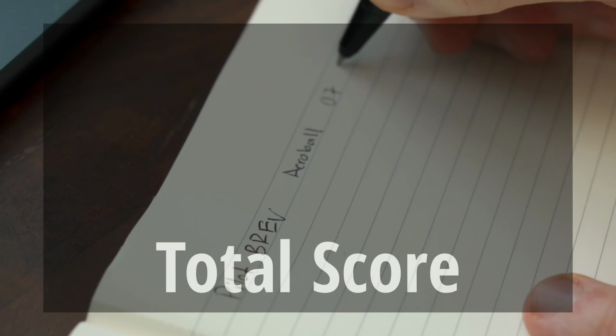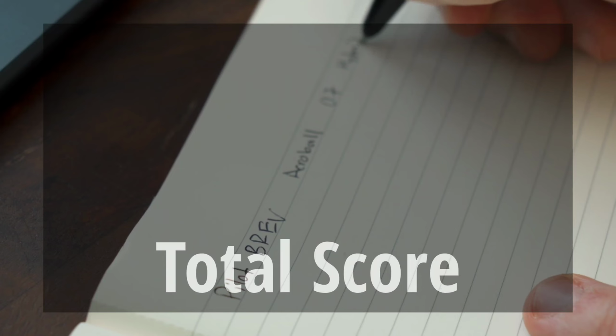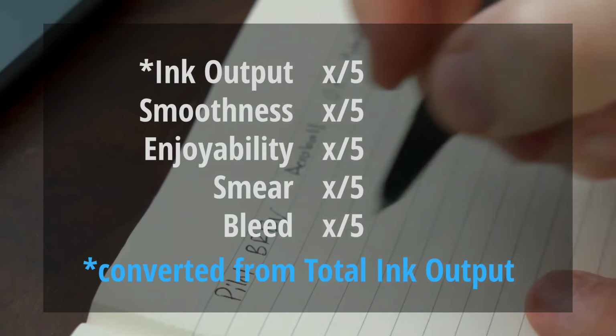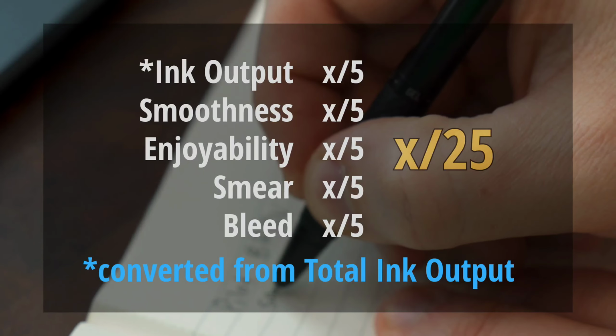The final score for each ink will be a total of all the points added up, and so overall score is out of 25.